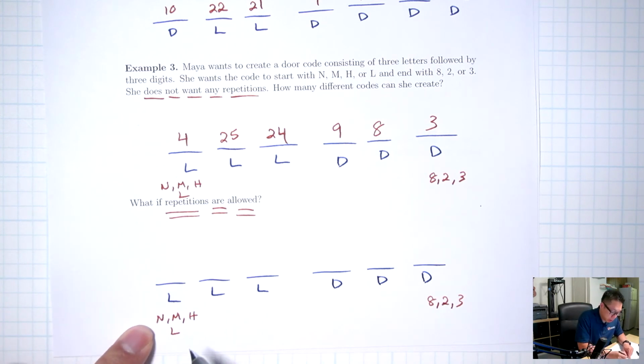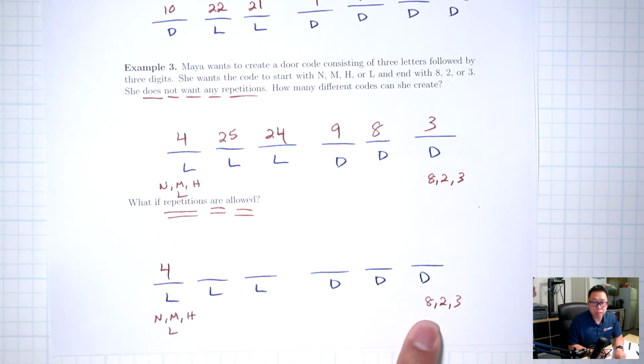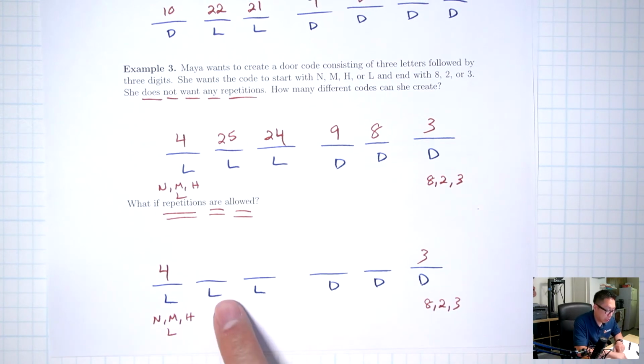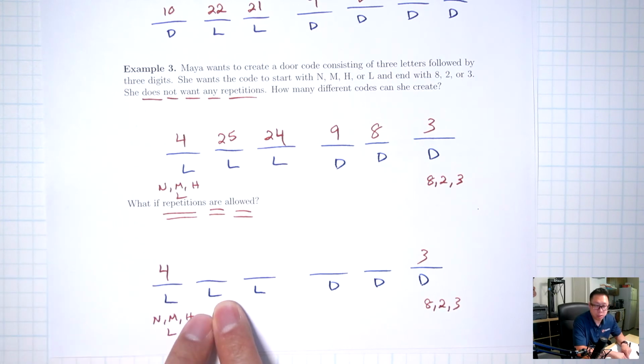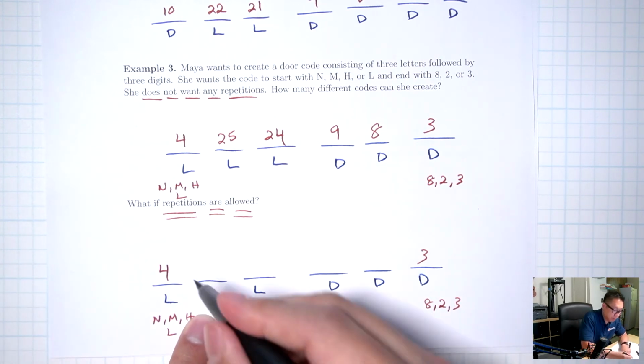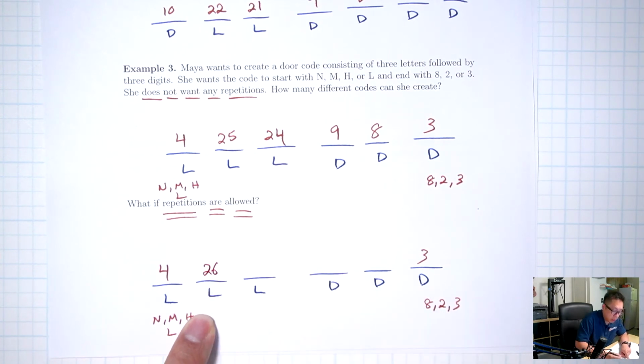First one, how many options do I have? I want to use N, M, H, or L. So that's 4 options. Last blank, I want to use 8, 2, or 3. 3 options. Okay. The other ones have no restrictions. So L, so letter. So normally it'll be A through Z, so 26. Here we are allowed to use repetition. So if you are allowed, you're going to use the full 26. You don't have to reduce. So this will be the full 26.